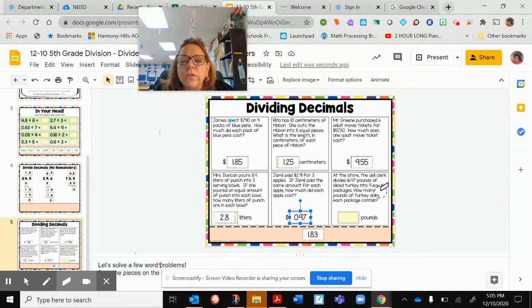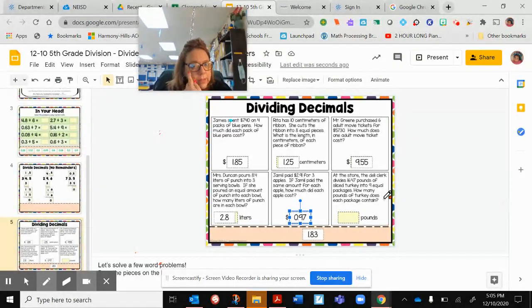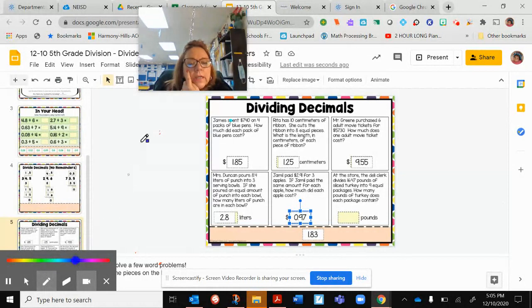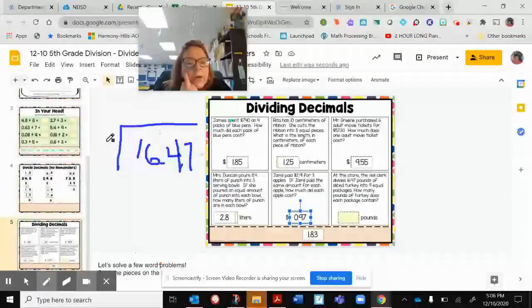All right, so at the store, the deli clerk divides 16 and 47 hundredths pounds of sliced turkey into 9 equal packages. So how many pounds of turkey does each package contain? This eye is starting to water badly, so bear with me, guys. All right, so I have 16 and 47 hundredths. Divide that by 9 equal parts.